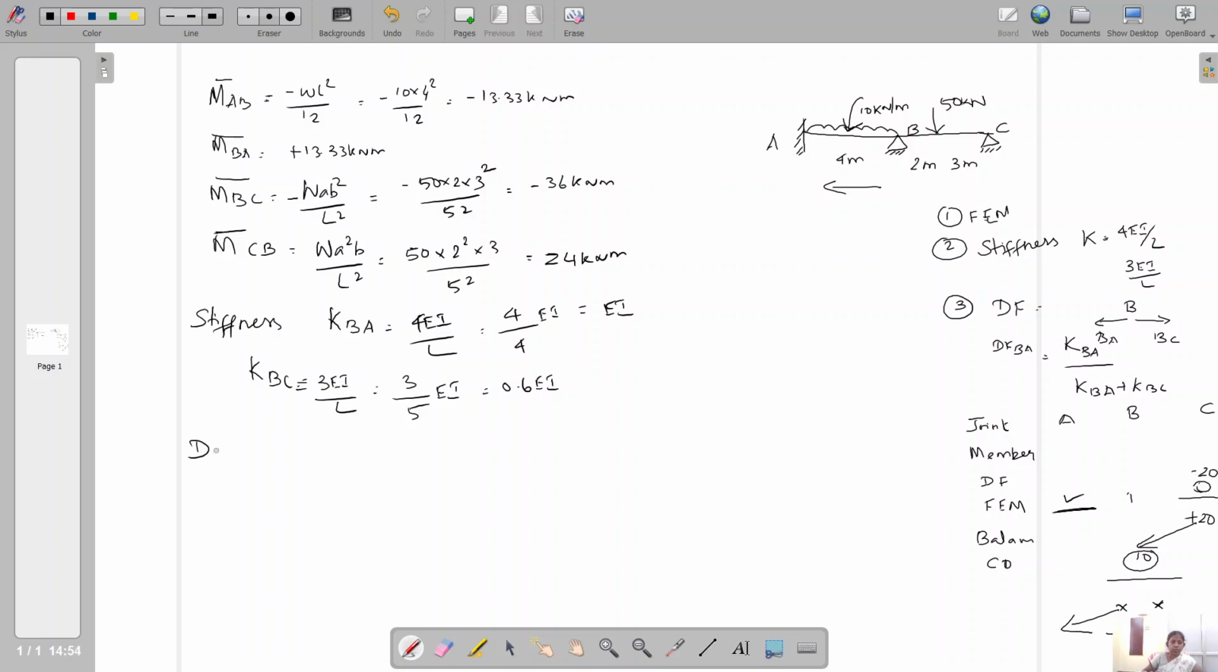Okay, next one, distribution factor for B to A, because B is the joint. So we consider joint B. So B to A, we consider KBA divided by KBA plus KBC, the summation of stiffness in the denominator. So KBA is EI divided by EI plus 0.6 EI. So we have 0.63.